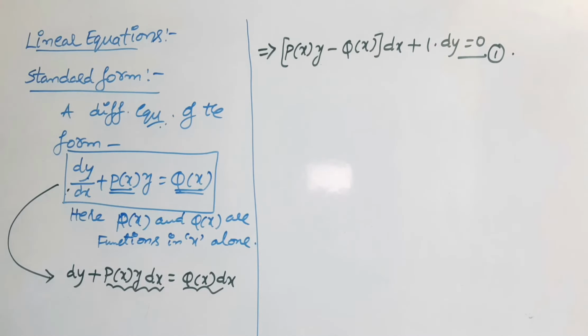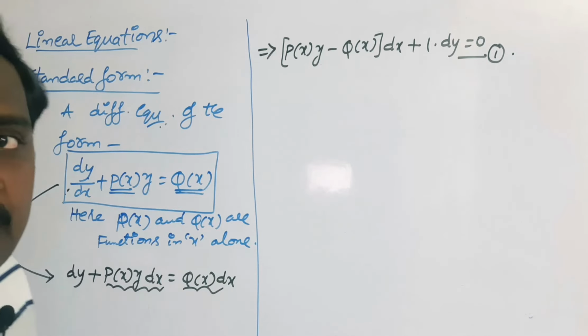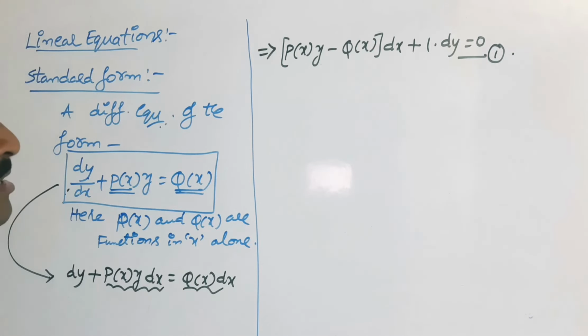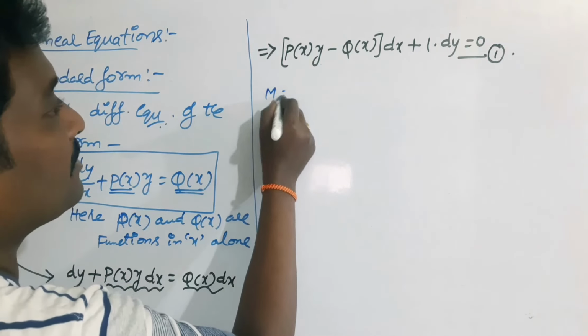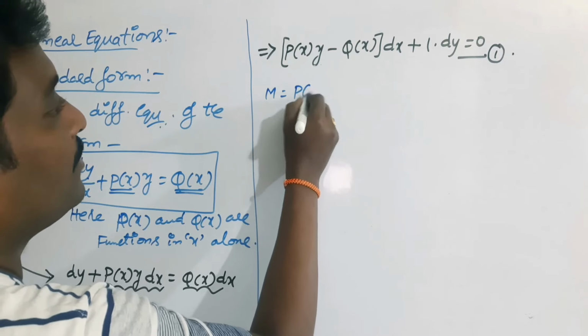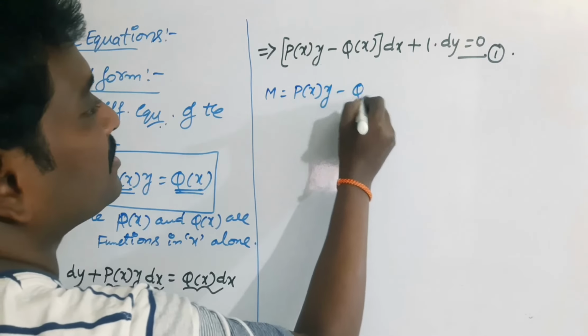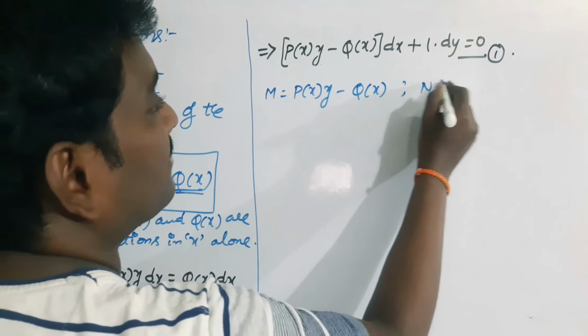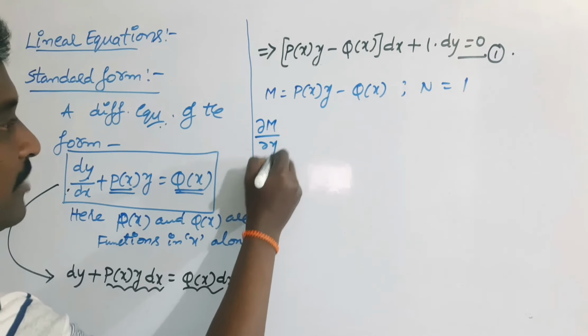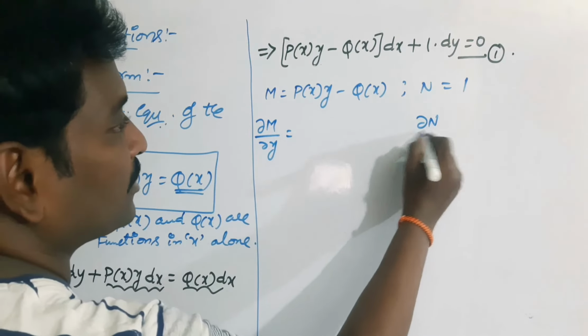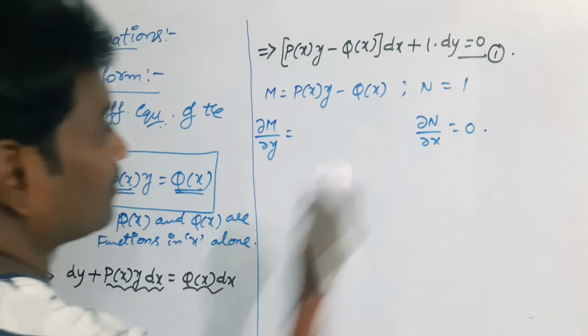Now how can we solve this type of equations? We have to check the exactness. See here, M is equal to the coefficient of dx, P of x into y minus Q of x, and what is capital N? 1. So calculate dou M by dou y. After that dou N by dou x. Of course this is 0.